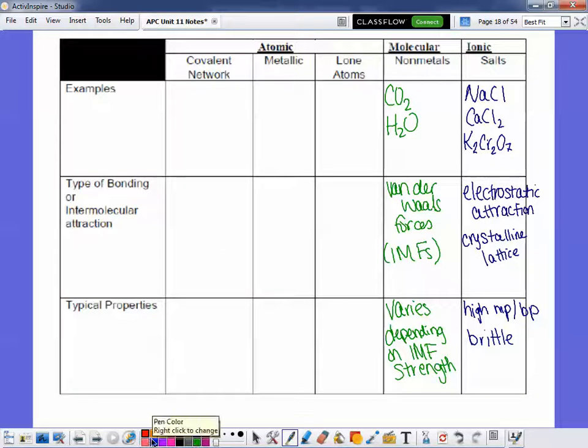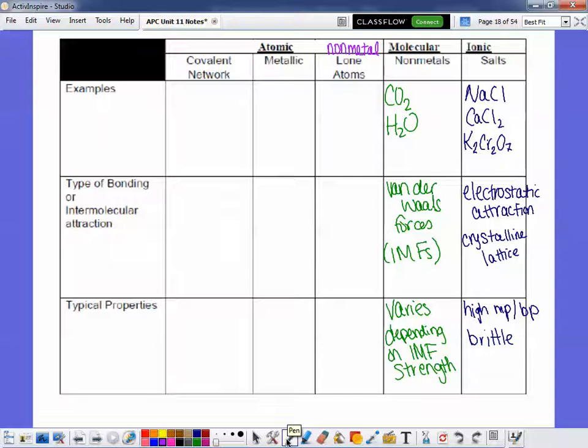Wonderful. I want purple. All right, lone atoms. Do you notice how under atomic we have covalent network, metallic, and then lone atoms? The metallic ones are going to be the metallic lone atoms, and the lone atoms here are going to be our non-metal lone atoms. I don't want to put lone atoms with metallic because there's a couple other examples that aren't lone atoms, but they're all metallic atoms.